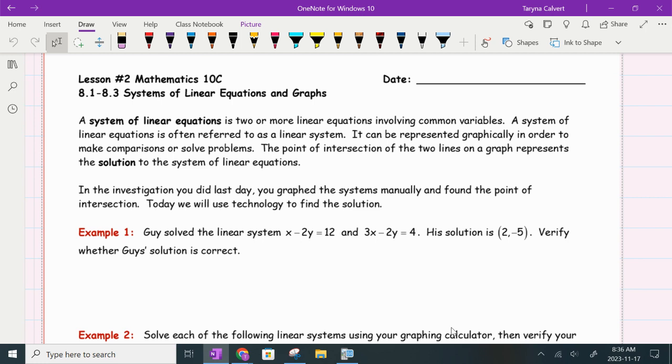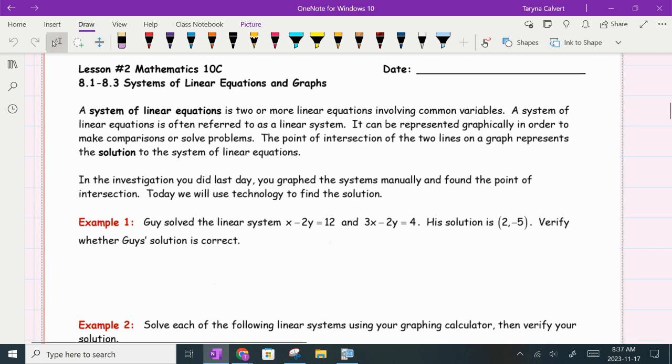So example 1 says, Guy solved the linear system, and there's the system. His solution is (2, -5). Verify whether Guy's solution is correct. We already talked about this yesterday. If I give you a solution, all you have to do is verify it by substituting it back into the equation and seeing if the left-hand side equals the right-hand side.